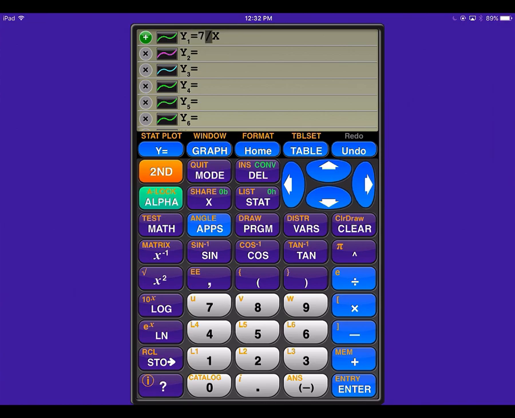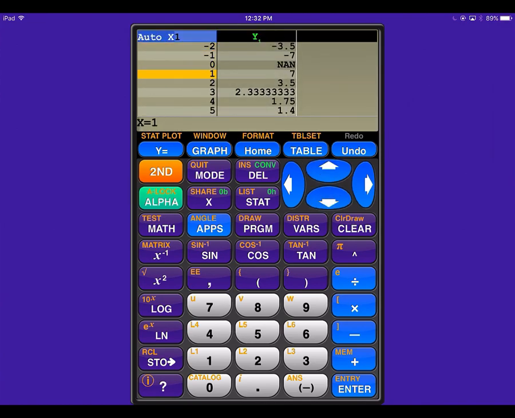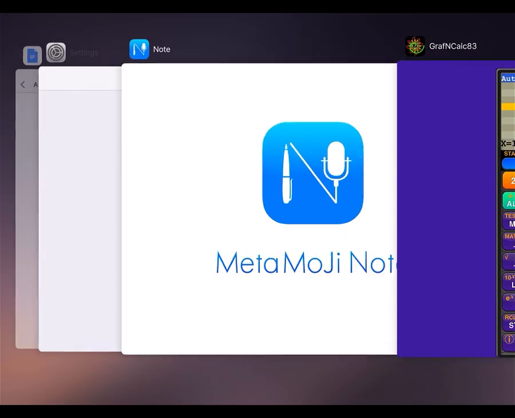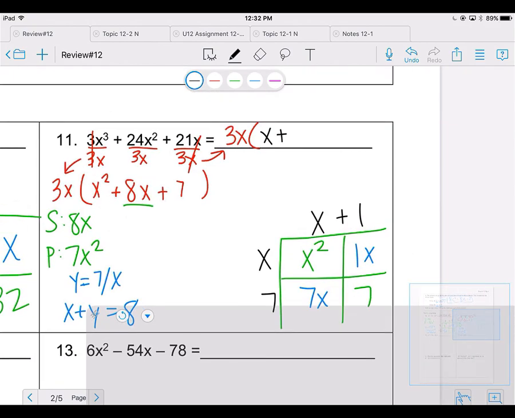So 7 divided by x, looking for two numbers that will add to 8. 1 and 7 would do it. So 1x and 7x, both of them positive. You can put those plus signs in front if you want. Looking for my GCF, x squared and 7x share an x. 7 and 1x share a 1. X squared and x share an x. 7x and 7 share a 7. So my factors are x plus 1 and x plus 7.